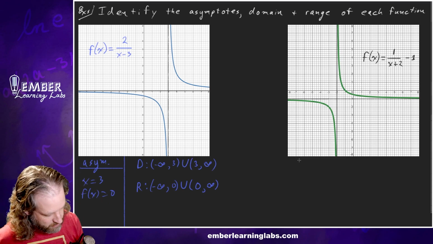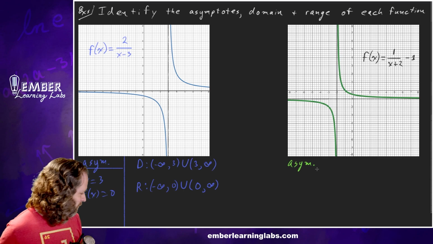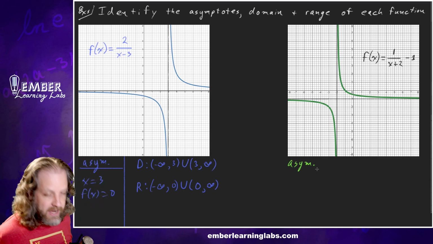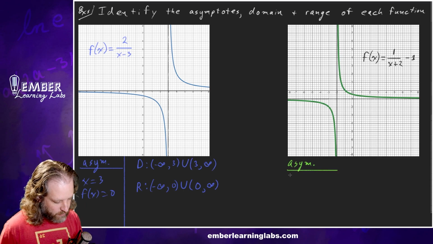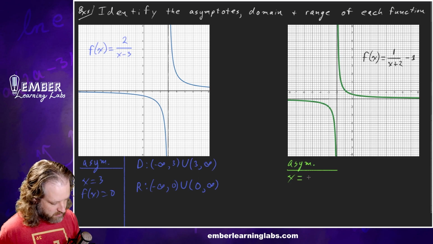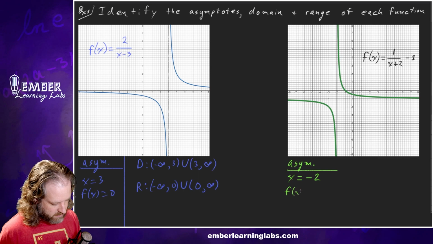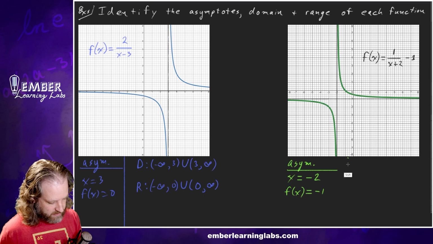So the asymptotes, I think that word does have 2 S's in it. Oh, it doesn't. I don't know why I thought it had 2 S's in it. Anyway, asymptotes: it's got one at x equals -2, and it's got one at f of x equals -1, right? Easy peasy, right?